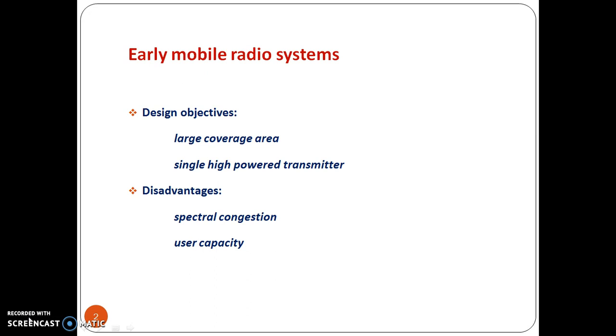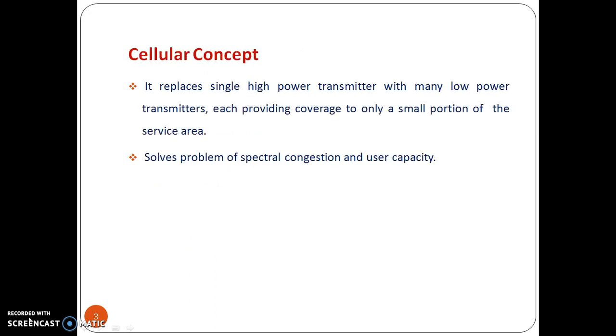In order to overcome these two disadvantages, a new concept emerged: the cellular concept. This cellular concept was a major breakthrough in solving the problem of spectral congestion and user capacity. So what is this cellular concept? It is a system level idea which calls for replacement of a single high power transmitter with many low power transmitters, and each of these transmitters will provide coverage to only a small portion of the service area. This will solve the problem of spectral congestion and user capacity.